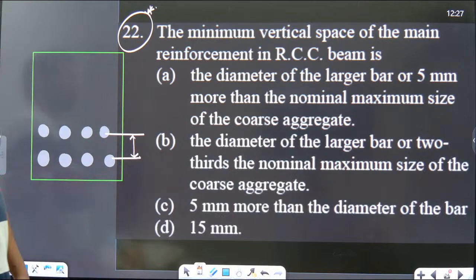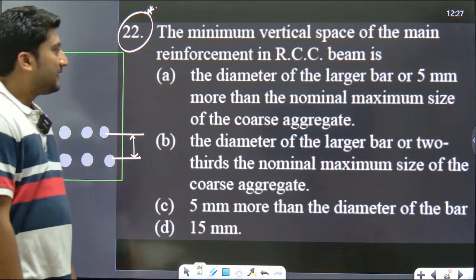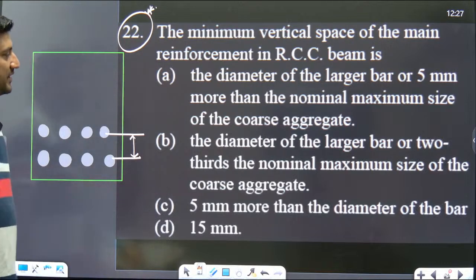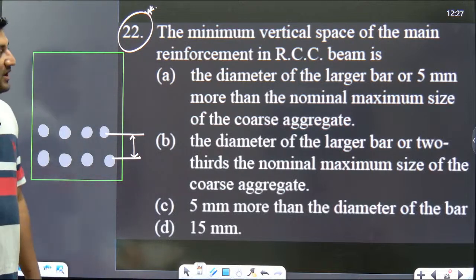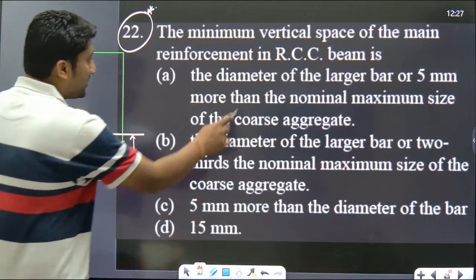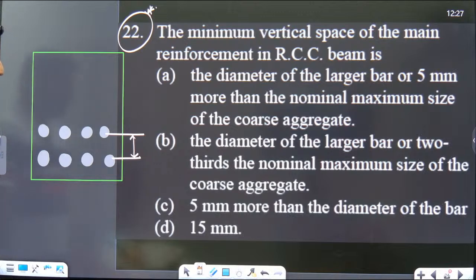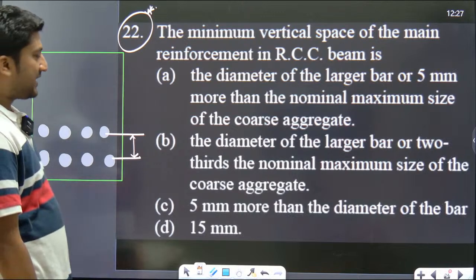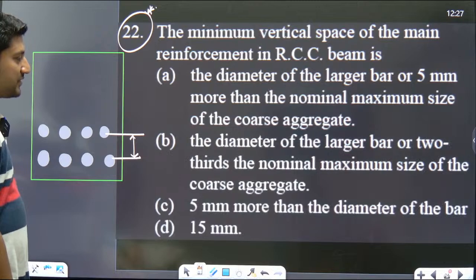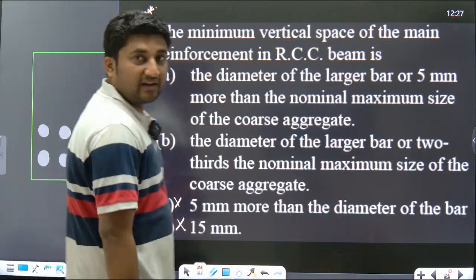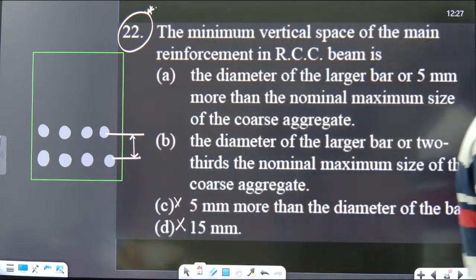Understood everyone? The minimum vertical spacing of the main reinforcement in an RCC beam is the diameter of the largest bar or 5 mm more than the nominal size of the coarse aggregate. Okay, this is the spacing for horizontal. The diameter of the larger bar or 2/3 of the nominal maximum size of the coarse aggregate, 5 mm more than the diameter of the bar, 15 mm. What will be the correct answer? Yes, very good. This you need to remember.